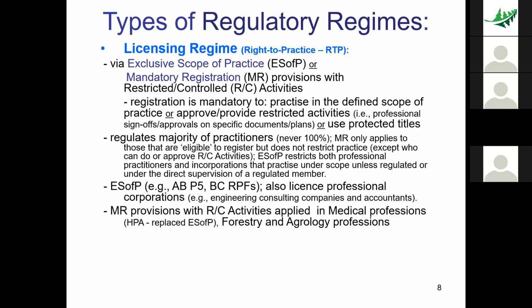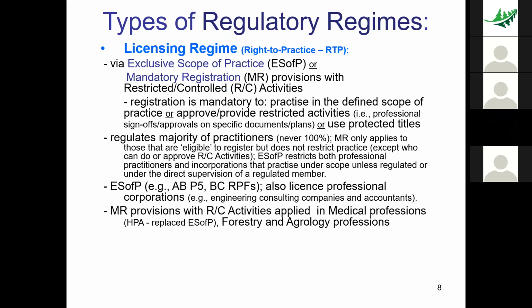The other element that those types of regimes have are that they license businesses as well. So you've seen the accountants, you've seen the engineering consulting firms, they're all licensed by the regulatory body as well, and you have to redo that annually. So that's part of all that exclusive scope of practice regime, which is a right to practice regime.